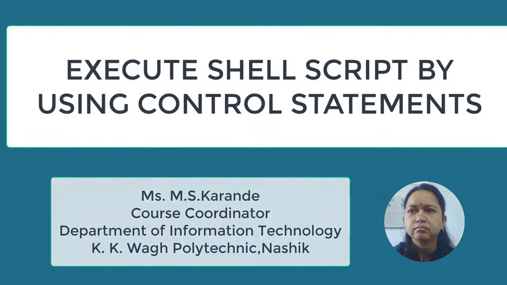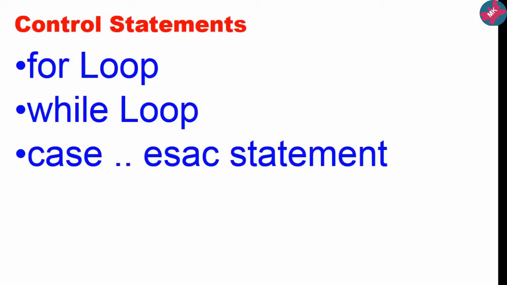Today we are going to discuss how to execute shell scripts by using control statements. The control statements I am going to cover in this practical are: first, the for loop; second, the while loop; and third, the case statement. So let us see examples for each of these control statements.